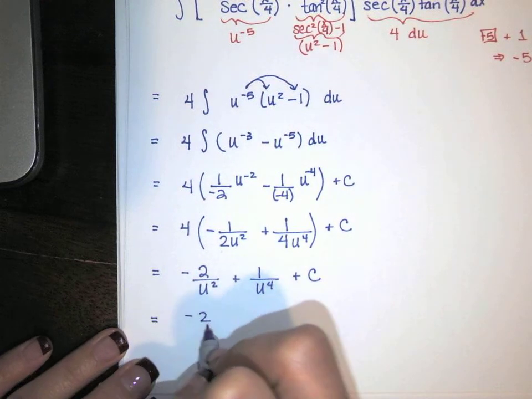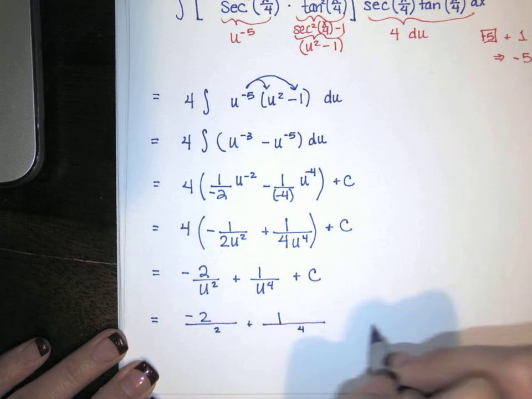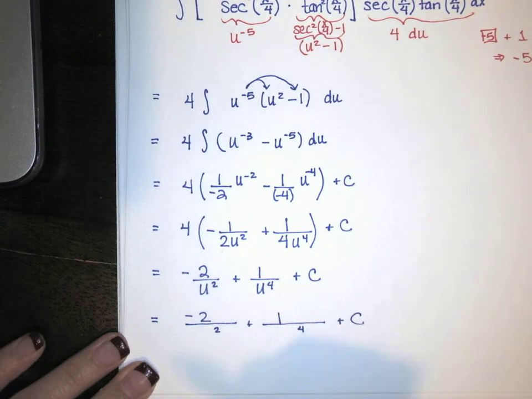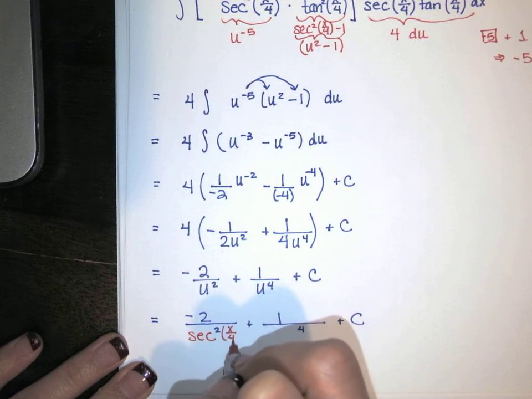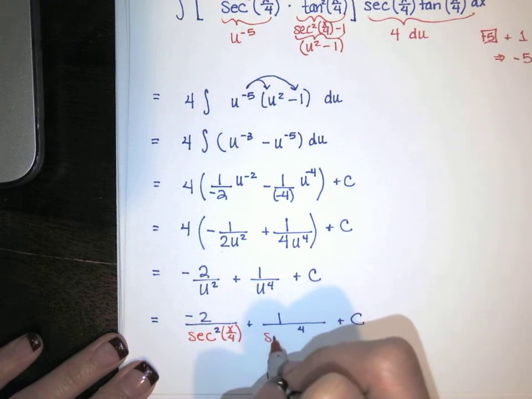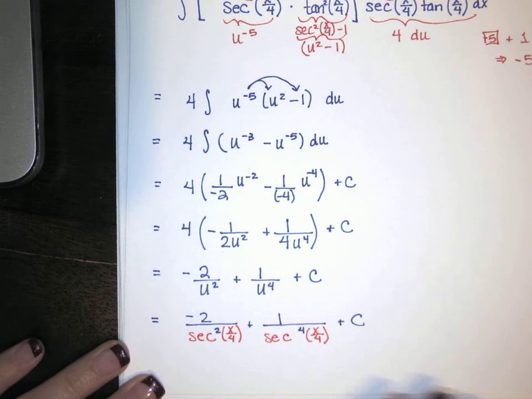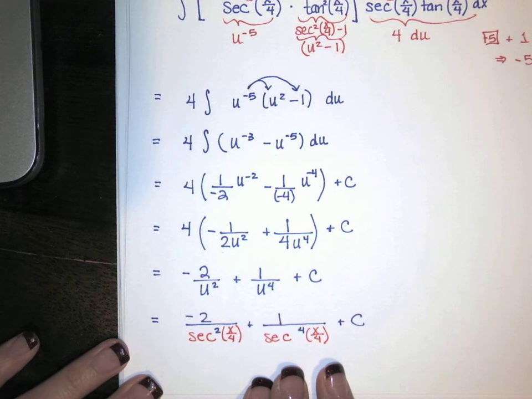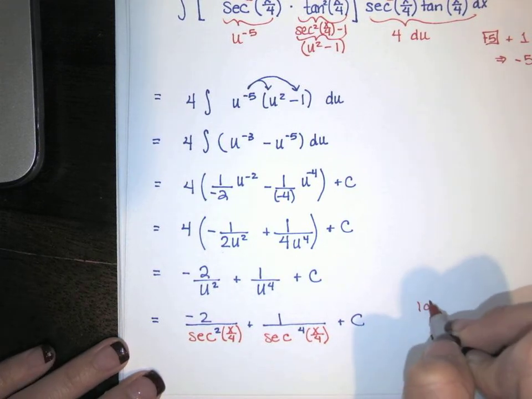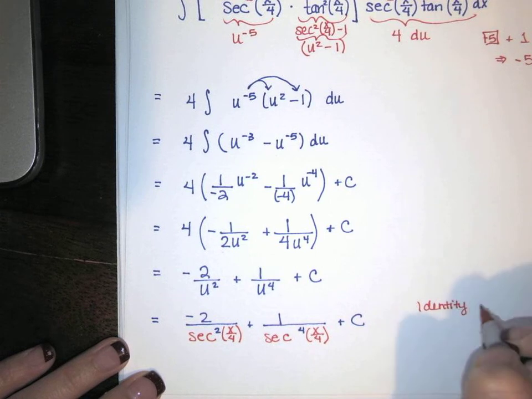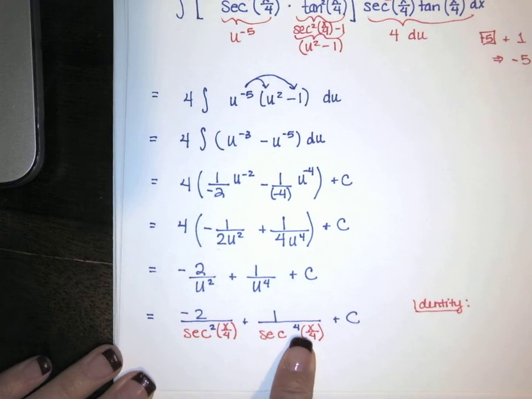And then the last thing we do is back substitute. And I think this one can actually be simplified further. So I've got a secant squared of x over 4 in this denominator, and a secant to the 4th of x over 4 in this denominator. Now we could stop here and this would be fine for a test or a quiz, but there is another identity, and you don't have to use it, but I think it's helpful because we've got secant squared in the denominator.